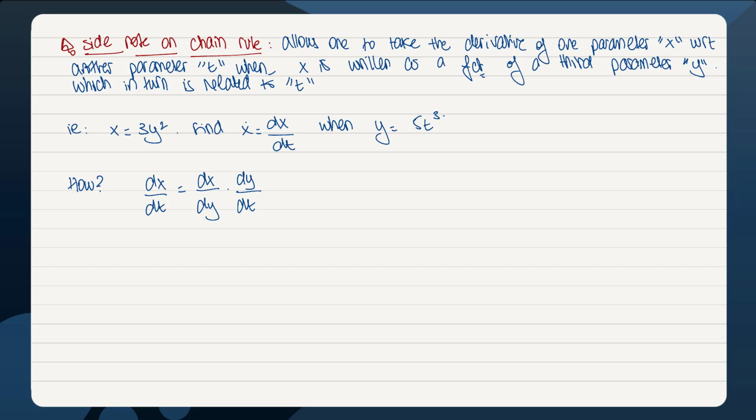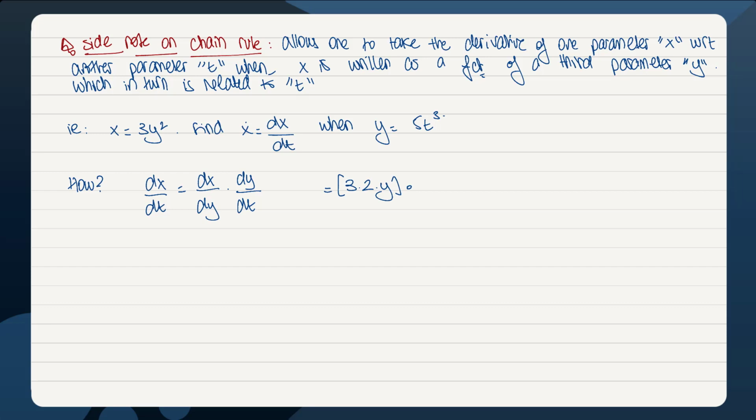So now that we have those two expressions, dx over dy and dy over dt, we can simply perform the derivative for both of these terms. So the derivative of the first term, dx over dy, well, since x is equal to 3y squared, the derivative of that with respect to y is equal to 6y.